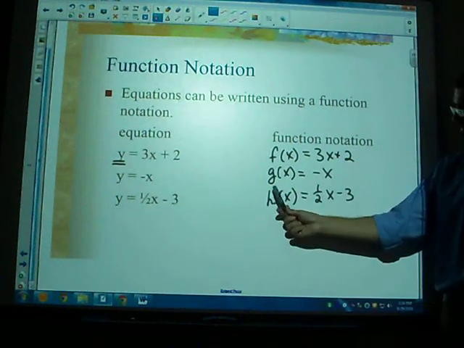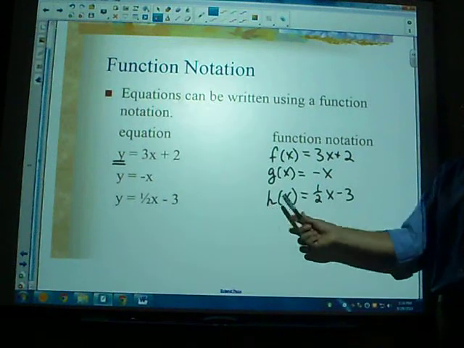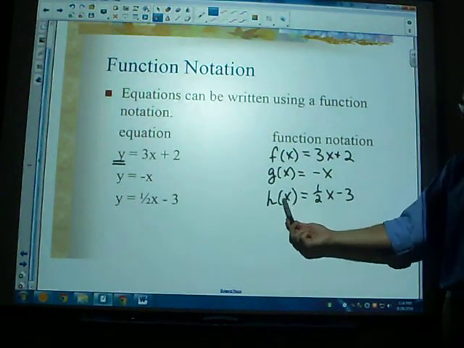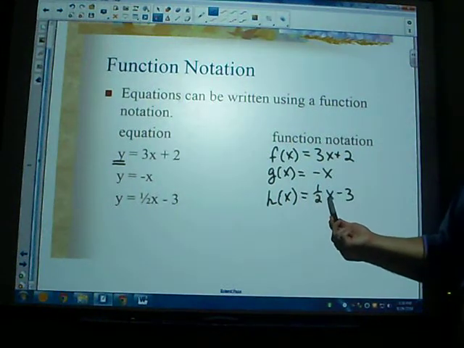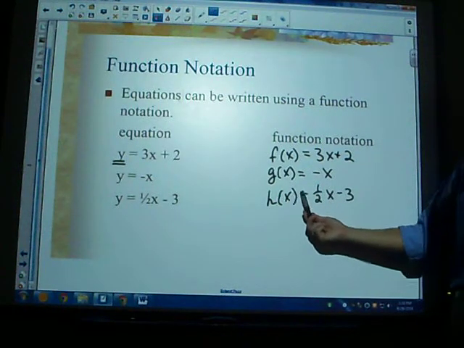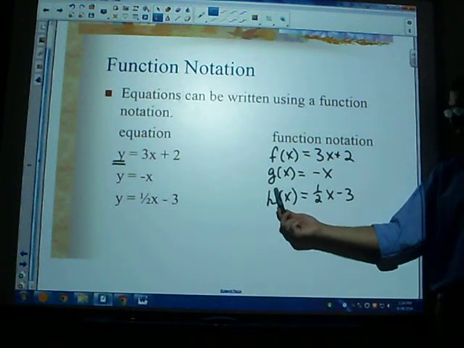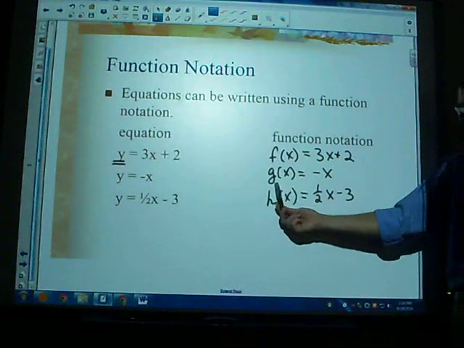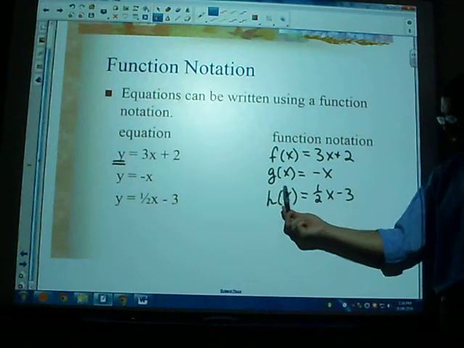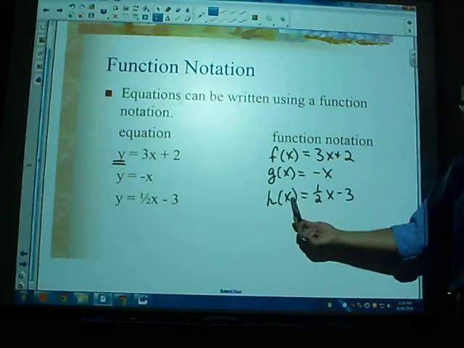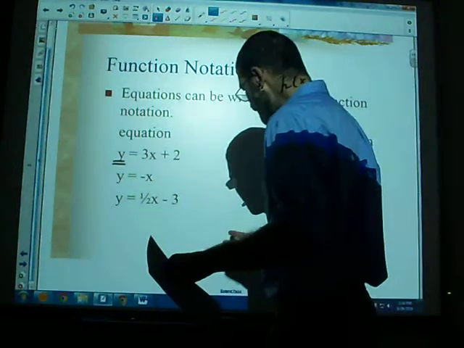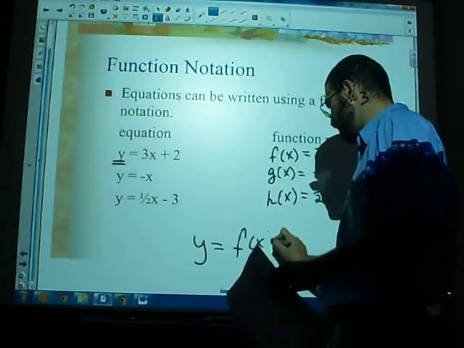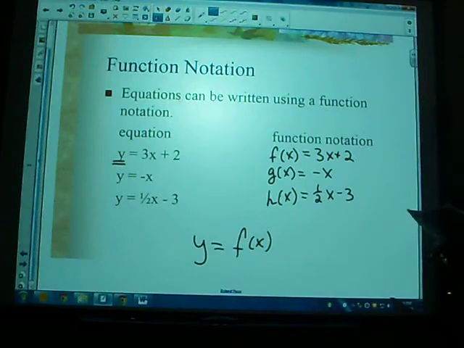Once again, these letters right here are kind of like variables. What they are doesn't matter, but whatever is in the parentheses tells us what kind of variable we have right here. And once again, they're connected. They are not multiplied. There is no distributing or anything like this. h of x is the entire thing, meaning function in terms of x. So basically remember, y is the same thing as f of x or any other letter there.